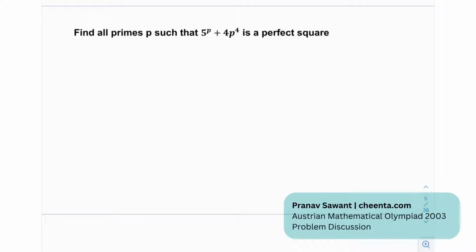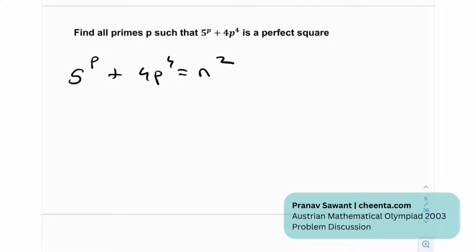Okay, so what do we need to find over here? We need to find all primes p such that this given quantity, 5 raised to power p plus 4 times p raised to power 4, is a perfect square. So basically 5^p + 4p^4 needs to be n squared for some, let's say, natural number n, right?